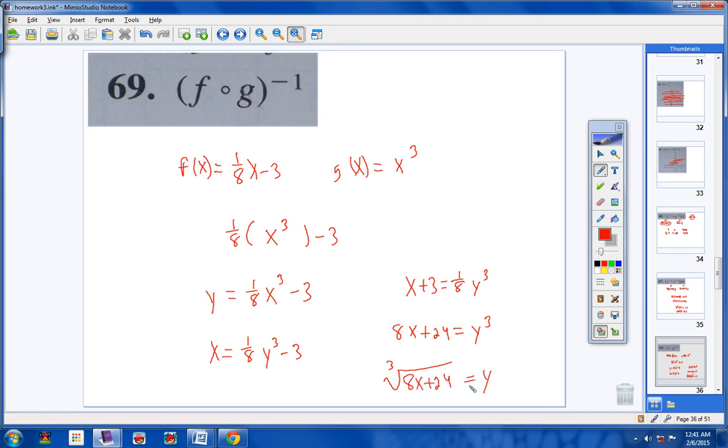Why did I not put plus minus here? Because my index was odd. If your index is odd, you do not put plus minus.